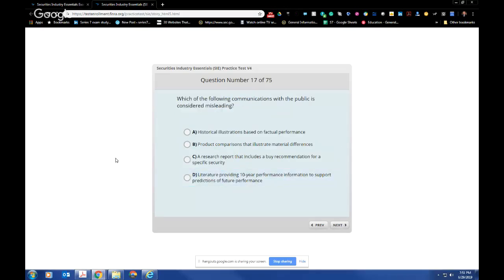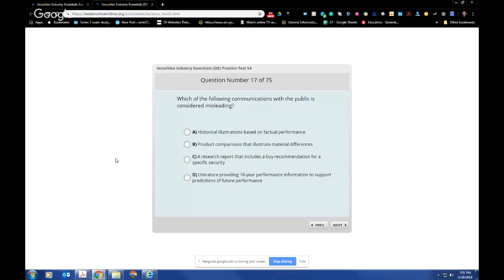Which of the following communications with the public is considered misleading? Okay, so which one's basically lying to the guy? Historical illustrations based on fact. Okay, we can show where it's been. Product comparisons that illustrate differences. Yes, that's factual. Research report that includes a buy recommendation for a specific security. Yeah, that's fine. We can say, listen, we think you should buy it.